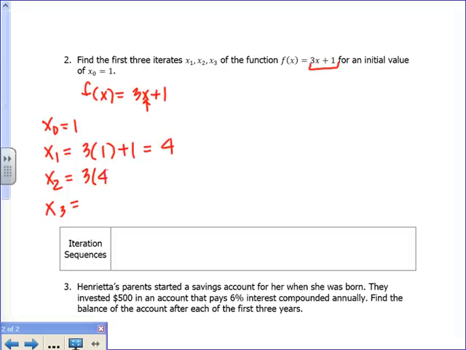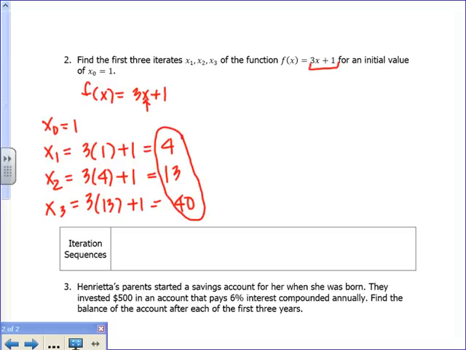Do it all over again. 3 times 4 plus 1, that's 3 times 4 is 12, 12 plus 1 is 13. Do it all over again. 3 times 13 plus 1. It's going to give me 39. 39 plus 1 is 40. Now, we only wanted the first 3. Yep, and we got them. 4, 13, and 40. And there's our answer.